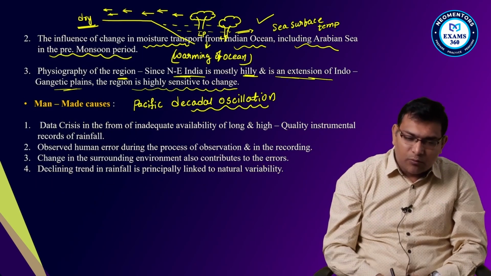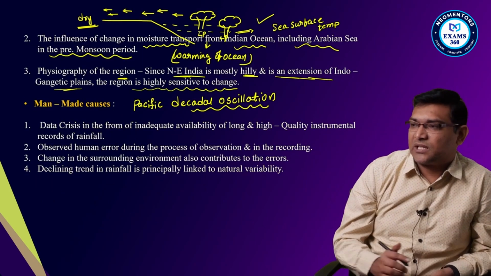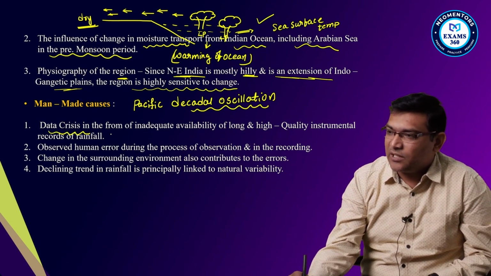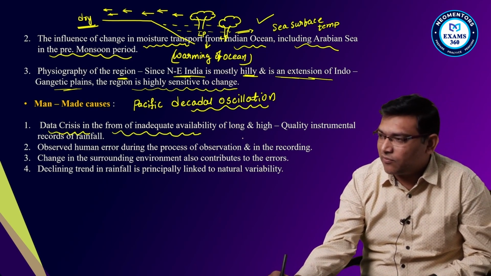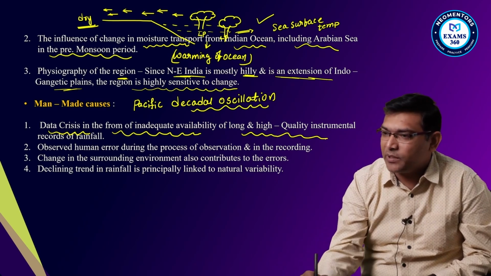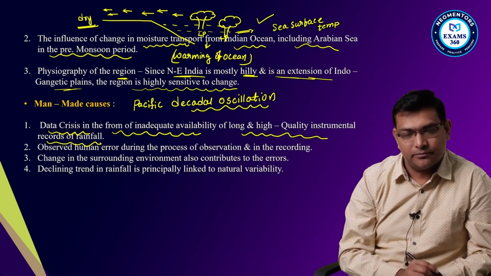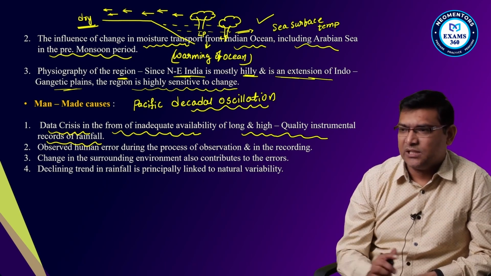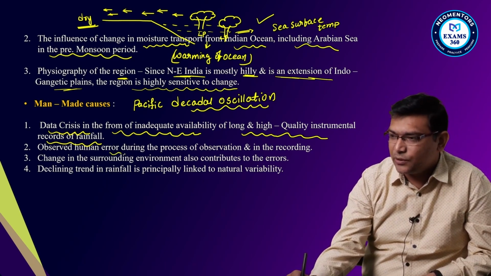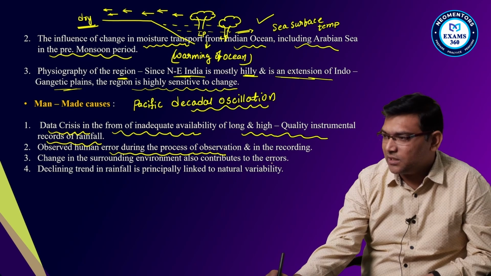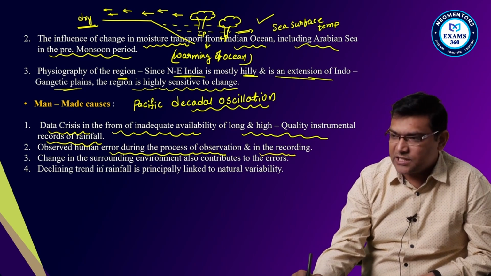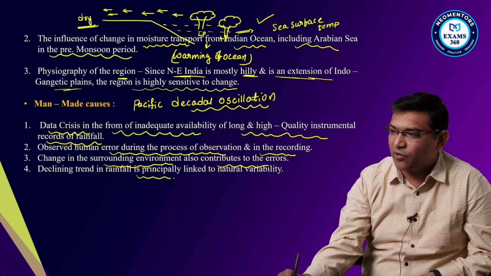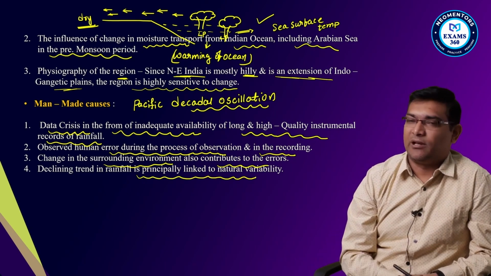And also, what are the man-made factors which are there? See, man-made factors are a data crisis in the form of inadequate availability of long and high quality instruments to record the rainfall. These are one of the man-made factors. Observed human errors during the process of observation and recording. Changes in the surrounding environment also contribute to the error. Decline in rainfall is principally linked to natural variability.